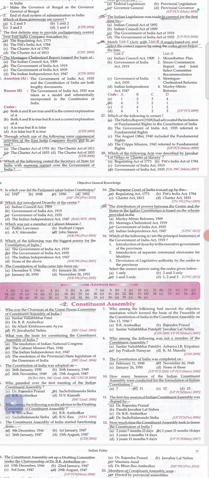The Supreme Court of India was set up by the Regulating Act 1773. The distribution of powers between the centre and the states in the Indian Constitution is based on the scheme provided in the Government of India Act 1935. Which of the following are the principal features of the Government of India Act 1919? Introduction of diarchy in the executive government of the provinces. Devolution of legislative authority by the centre to the provinces.